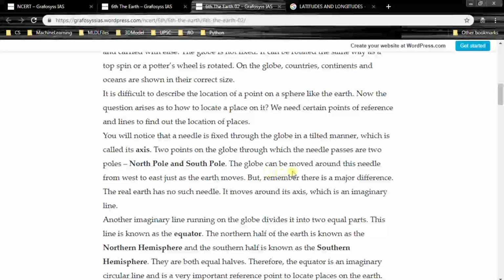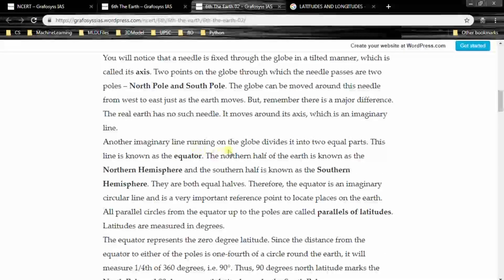The globe can be moved around this needle from west to east just as the Earth moves. But remember, there is a major difference. The real Earth has no such needle. It moves around its axis, which is an imaginary line, right? Another imaginary line running on the globe divides it into 2 equal parts. This line is known as the equator.